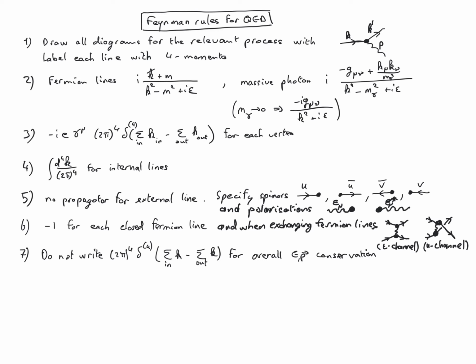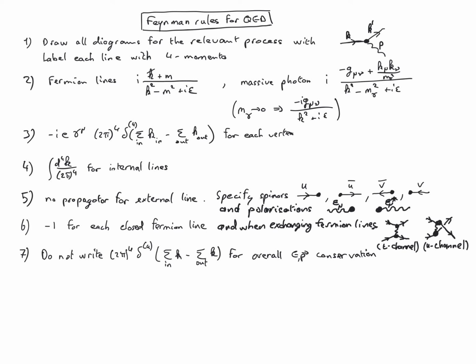Rule number 3, we have an energy momentum conservation at each vertex, and the value of the vertex is minus ie, the coupling constant, which is also the charge of the electron, times the gamma matrix. Rule number 4, we sum over momentum for each internal line.